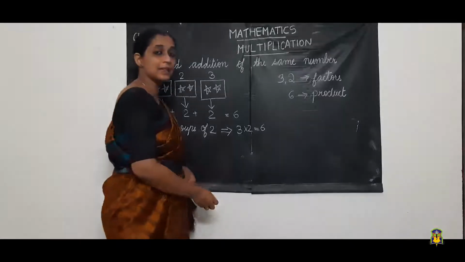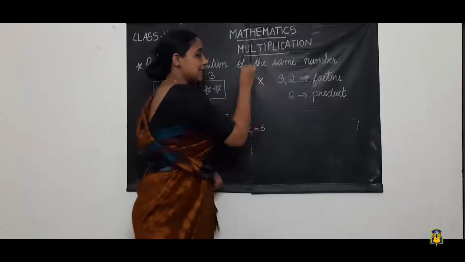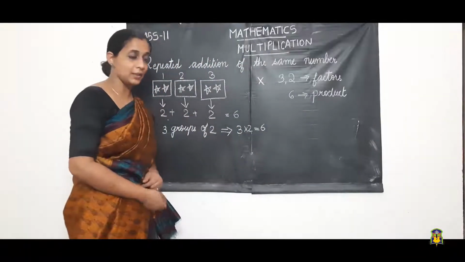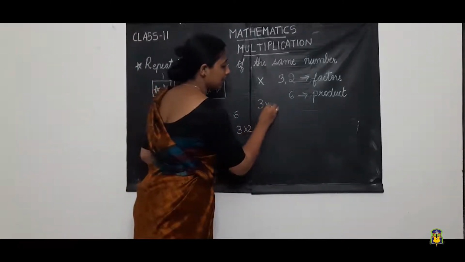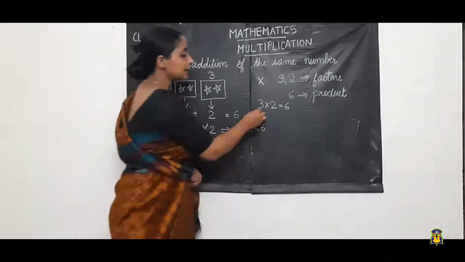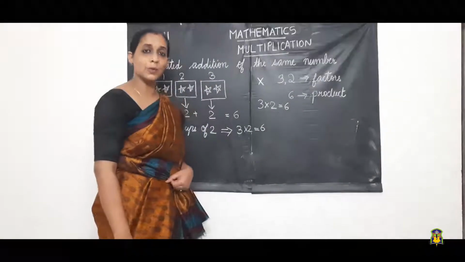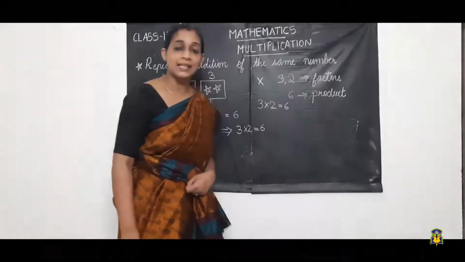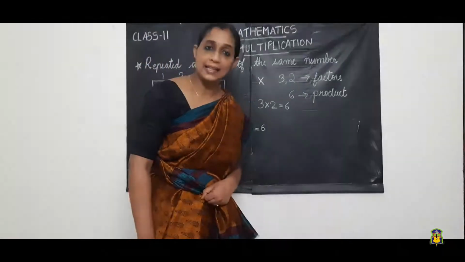And what is the symbol that we use to represent multiplication? Do you remember that? This is the symbol that we use to represent multiplication. Here we got 3 times 2 is 6. Right? Here 3 and 2 are called factors. In addition, the numbers that we add are called addends.